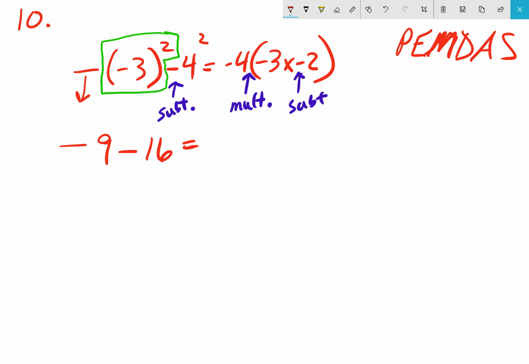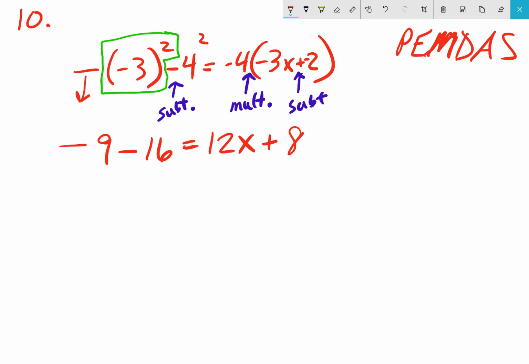On the other side, you can use the distributive property. You've got -4 times -3x is going to give you +12x. And then you're subtracting 2, so minus -4 times, or you could think of it as plus -2. That might be easier to think about. So you're going to have plus -4 times -2, which will be +8.